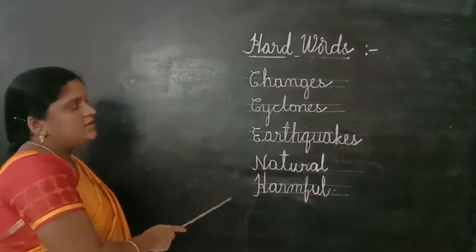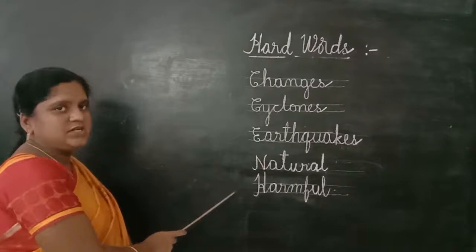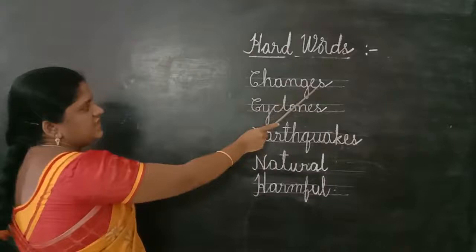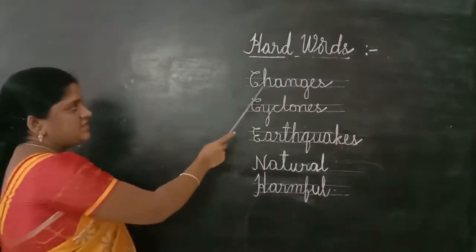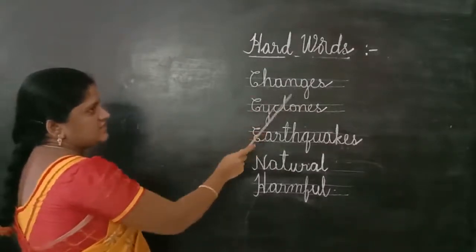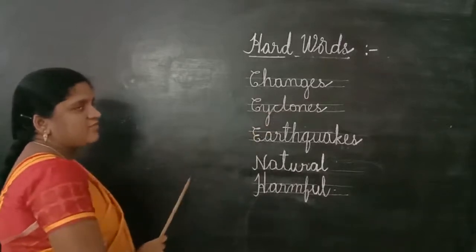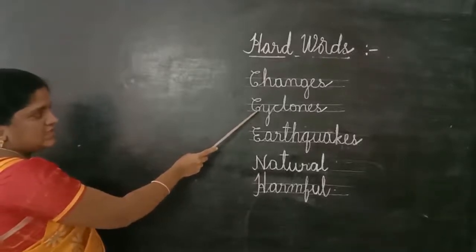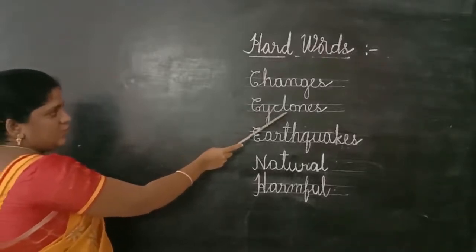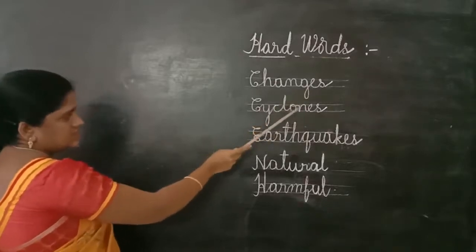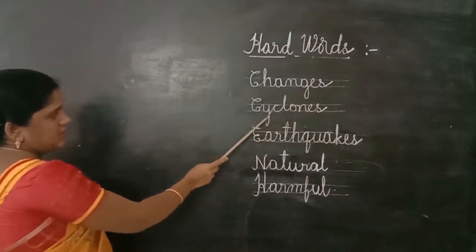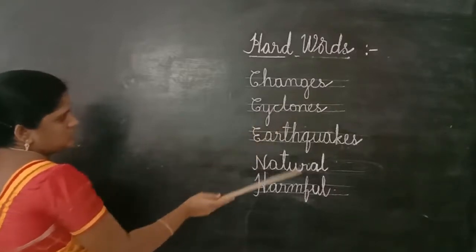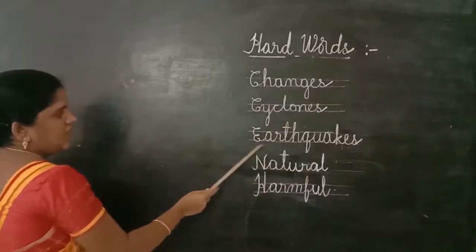Learn and write these hard words 3 times, children. First one, changes. Second one, children, cyclones. Third one, children, earthquakes.